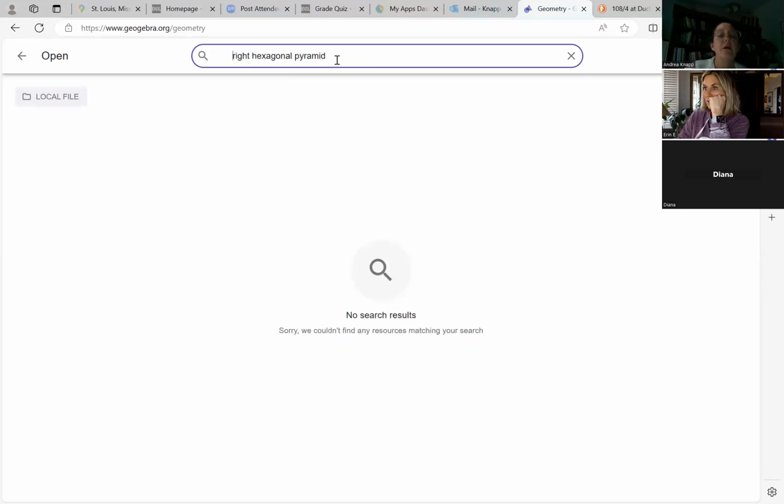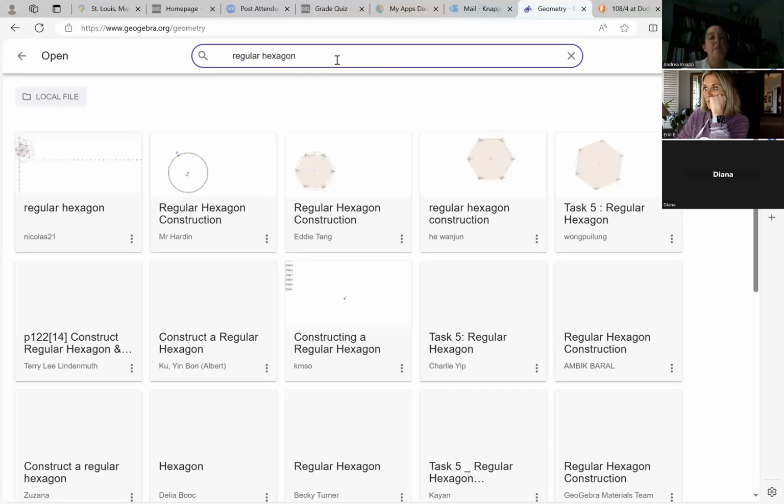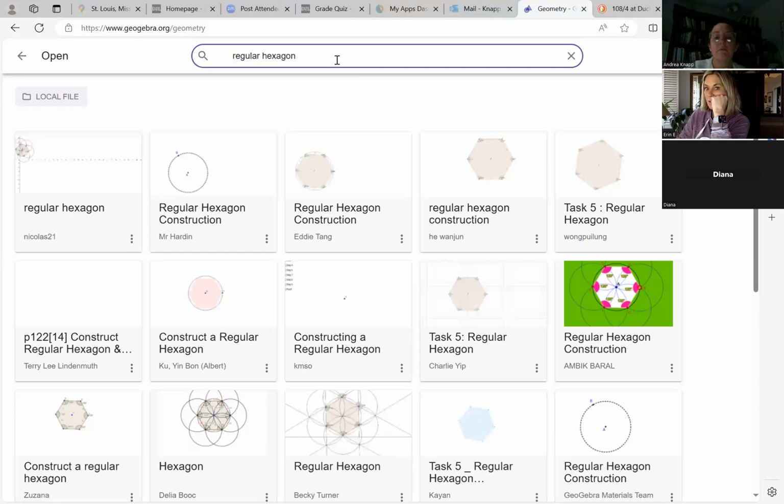You did find a regular hexagon? I did, but... Would there be a difference between a hexagonal pyramid versus a right hexagonal pyramid? Yeah, there would be. If it wasn't a right hexagonal pyramid, you don't have right triangles to work with, because the height coming down through the apex of your pyramid wouldn't have hit the hexagonal base at a 90-degree angle. Got it.